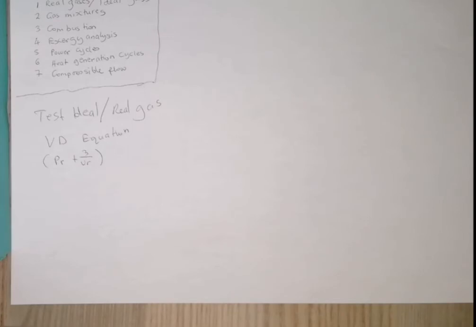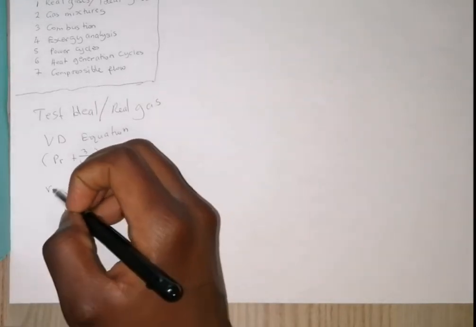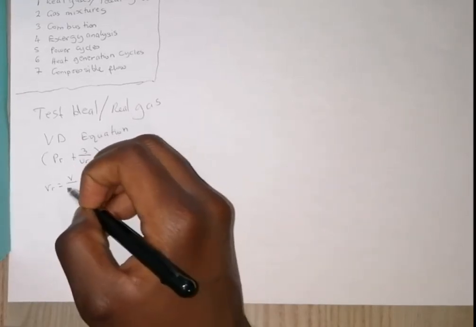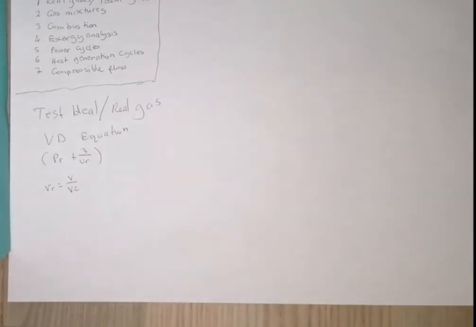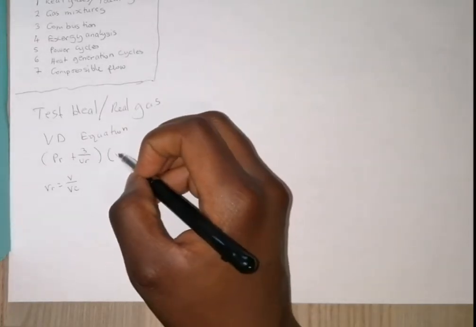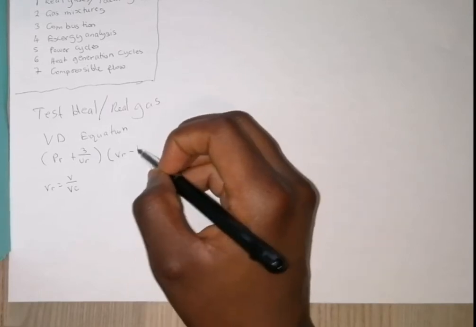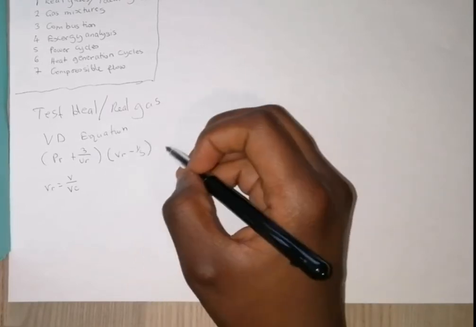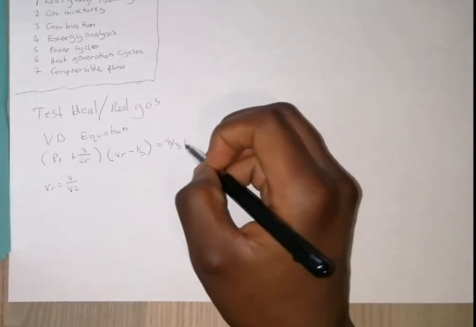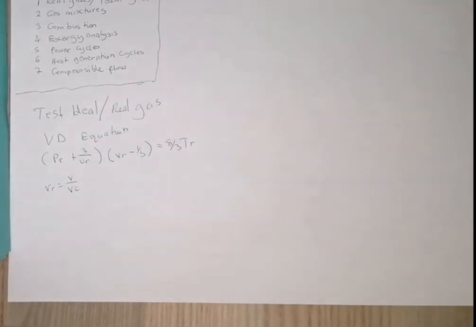Please bear in mind that in your thermodynamics handout you do have the critical specific volumes. So VR is equal to the V given over the critical specific volume, which is given in table A6. Okay, so let me continue the equation. Then VR minus 1 over 3, which is equal to 8 over 3 TR.